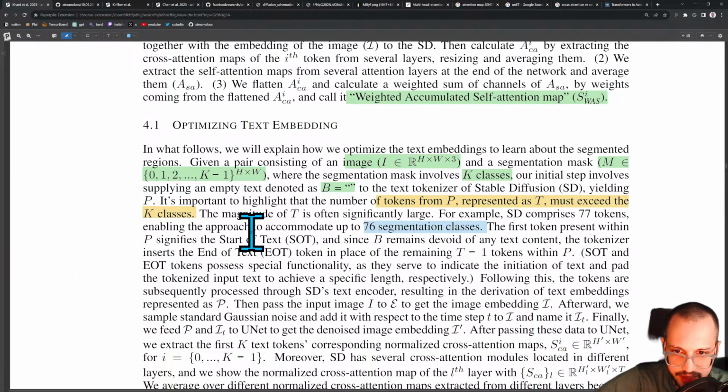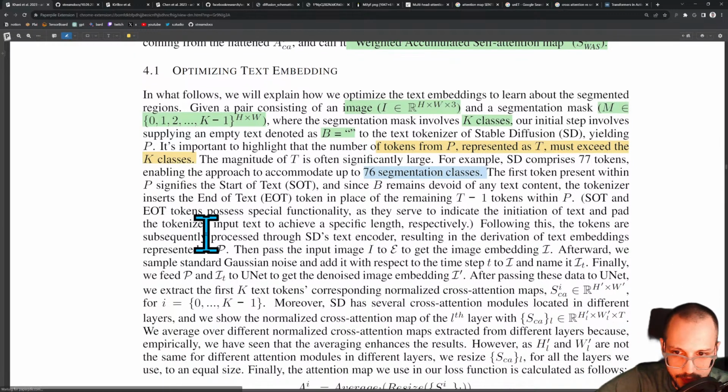The first token present signifies the start of text token. Then you have the end of text token, which possesses special functionality. The tokens are subsequently processed through the text encoder, resulting in a derivation of text embeddings. I don't know why they call that derivation. That's a terrible use of that word. The text embeddings come out of that. We're going to call those text embeddings script P. So normal P is the sequence of tokens, and then script P is the embedding that represents that text once it's gone through the text encoder.